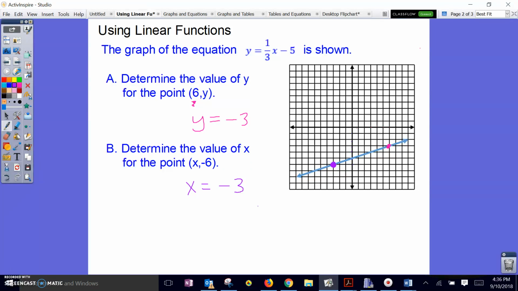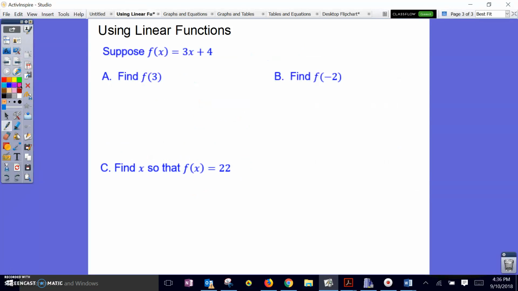Alright, on to the last example here. Here we're given a function. Suppose f of x equals 3x plus 4, and we're supposed to find various characteristics of it.